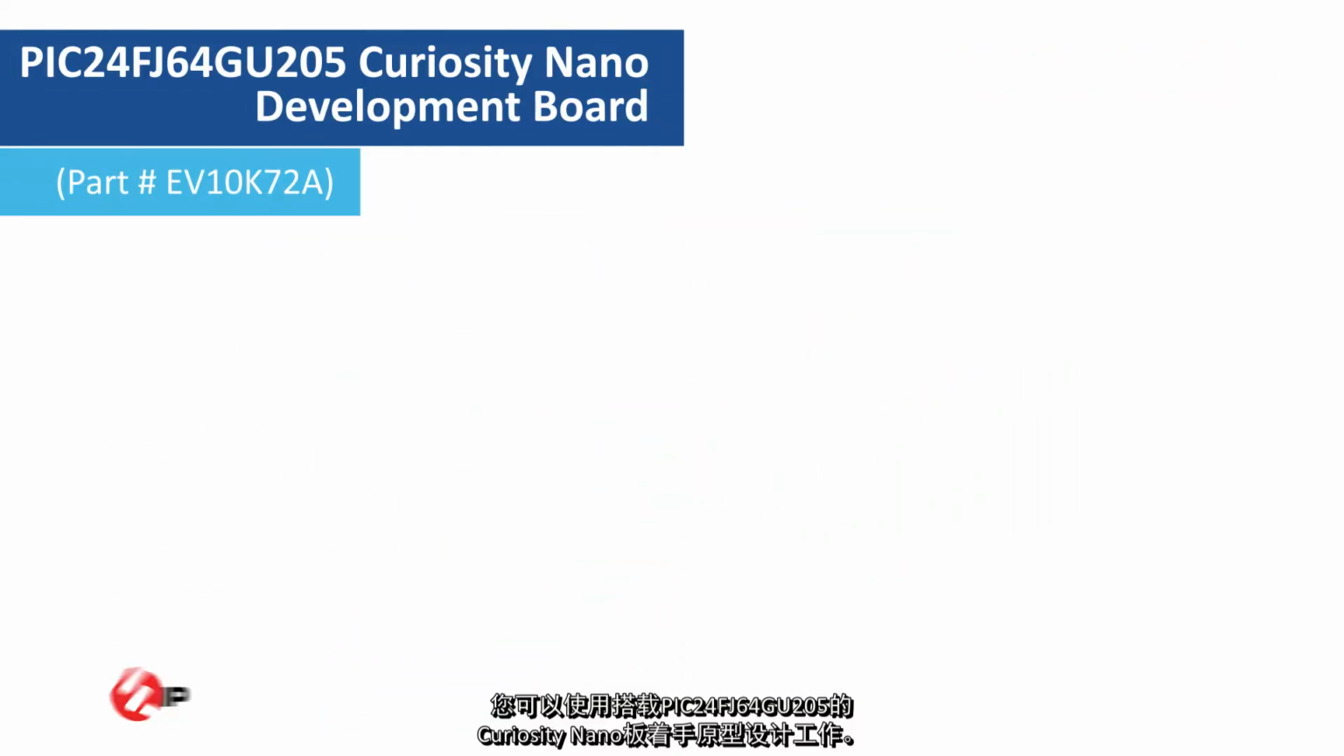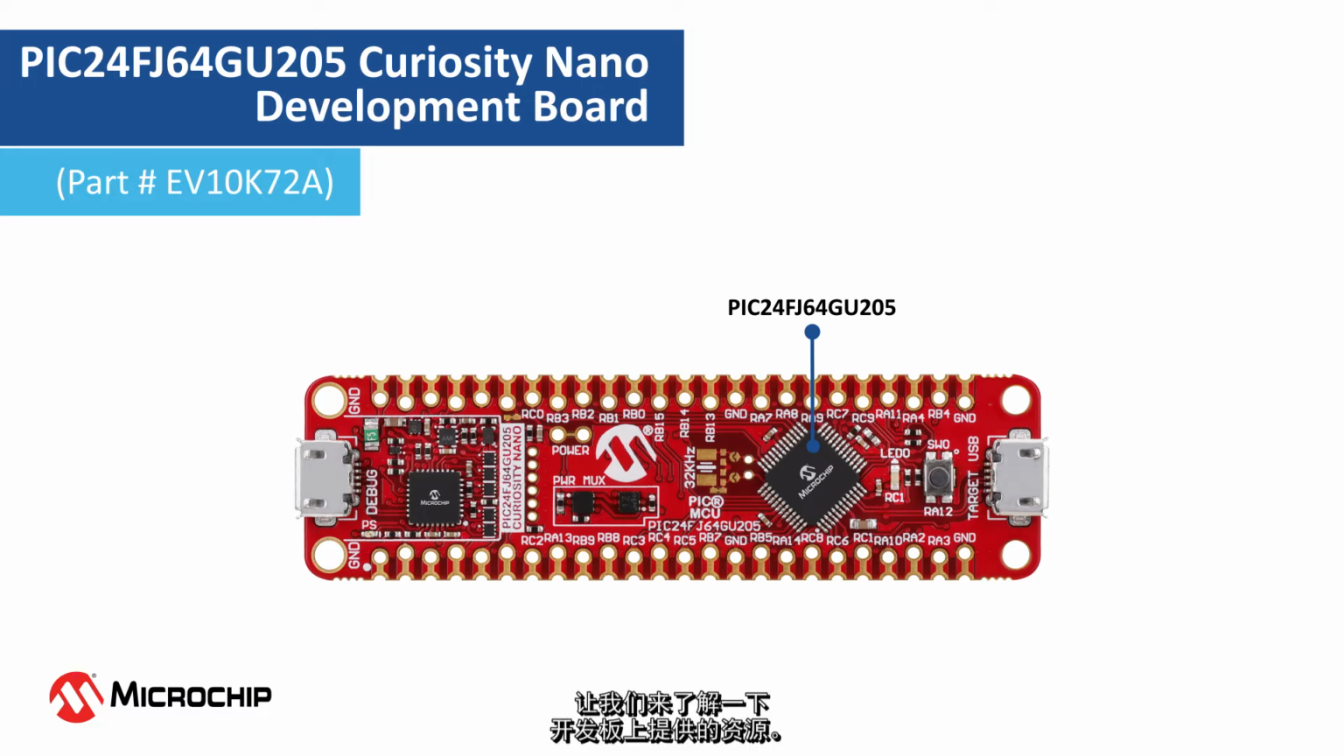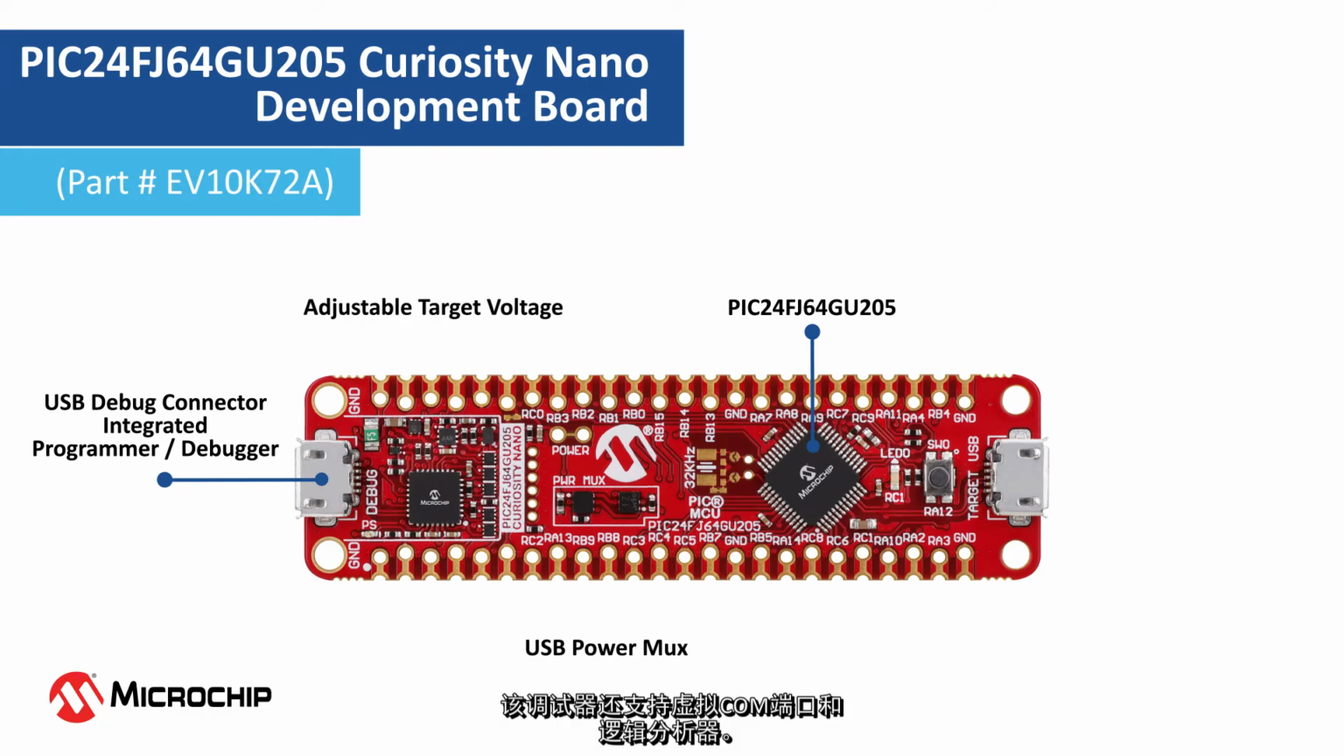You can get started prototyping your design using the Curiosity Nano board featuring the PIC24FJ64GU205. Let us look at the resources available on the board. The board contains a PICkit on-board Nano debugger for programming and debugging the PIC24F MCU. It supports virtual COM port and logic analyzer.